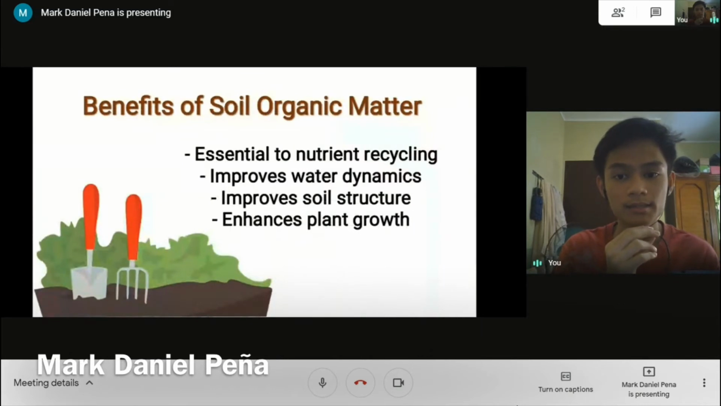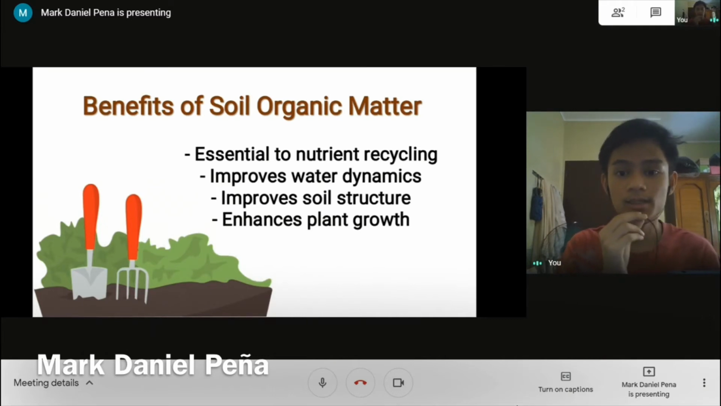Next is it improves water dynamics. It improves water infiltration, decreases evaporation, and increases the water holding capacity. Stabilized organic matter can act as a sponge that can absorb about 6 times of water as its weight. This can make the difference between crop failure or success during a dry season.